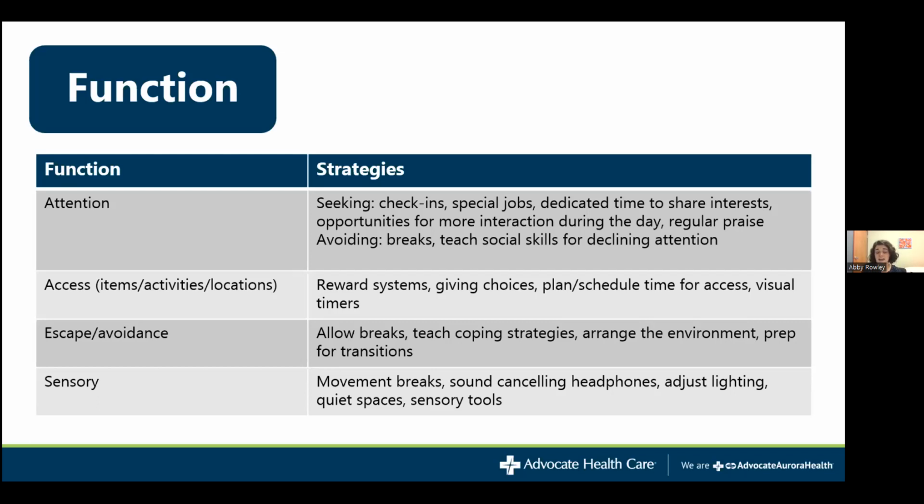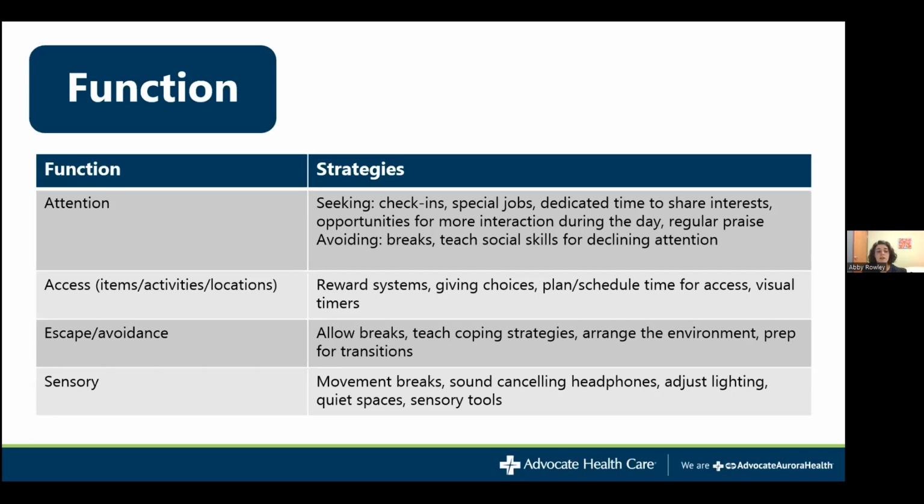If the function of the behavior is access to either items, activities, or locations, you can create reward systems so that they can earn access to preferred things. You can give choices, and create in their schedule planned time for access to the person or the place or the thing. If they know every day at 2 o'clock I get my tablet, then they might not try to sneak it at other points of the day because they know that they will get it at this regular time. We also use visual timers a lot that can help build patience and also help make the concept of having to wait for preferred things more concrete, and that can make it more manageable for the person with Down syndrome.